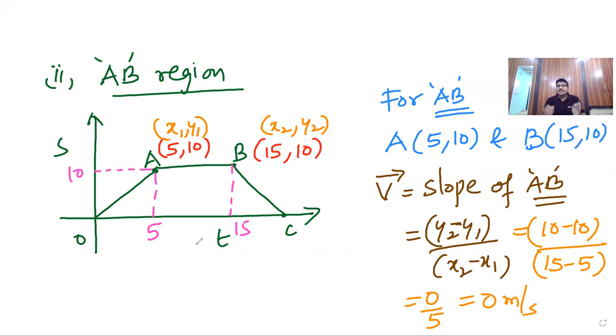Since the velocity is 0 in this case, why? Because at the point A, displacement is 10, and at the point B also displacement is 10. That means the vehicle is not moving. Though the time lapse is 5 to 15 seconds, that means in those 10 seconds the vehicle is at that place only. No movement, no displacement. Hence, velocity is 0. I told in the previous problem, wherever you get a parallel line in the ST graph, velocity is 0. Clear?